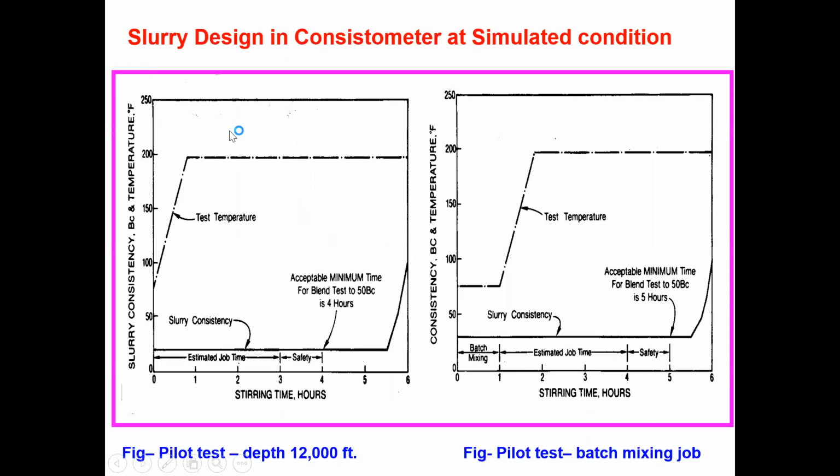This is another graph showing slurry design considerations. This is the batch mix time. Suppose I know what volume of slurry is to be pumped, then that volume has to be prepared at surface. If I'm doing fly mix, I'll be pumping immediately, so it starts from 0. The estimated job time is, say, 3 hours. Then I add 1 hour of safety, so the thickening time should be 4 hours minimum.